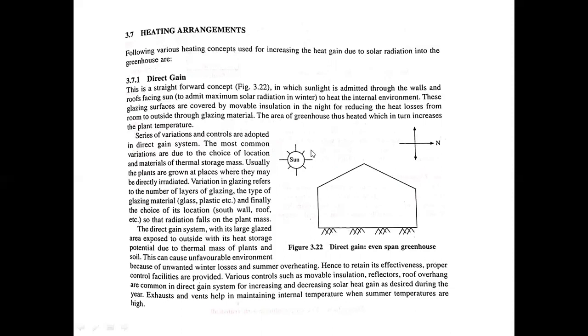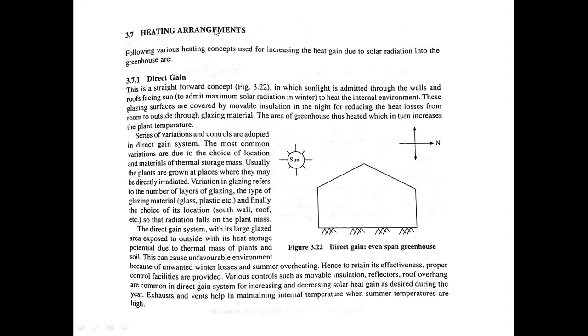A series of variations and controls are adopted in the direct gain system. The most common variations are due to the choice of location and materials of thermal storage mass. Usually the plants are grown at places where they may be directly irradiated. Variation in glazing refers to the number of layers of glazing, the type of glazing material, glass, plastic, etc., and finally the choice of its location, south wall, roof, etc., so that radiation falls on the plant mass.